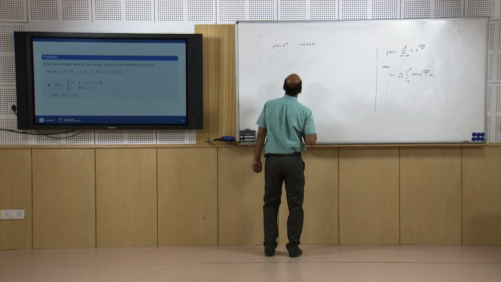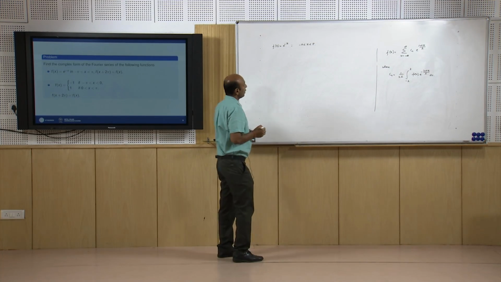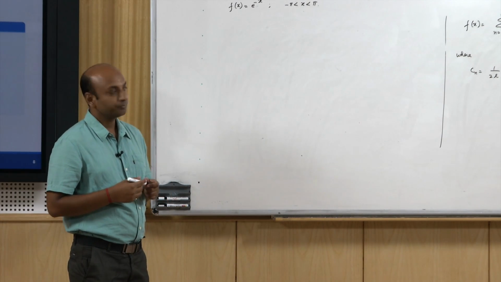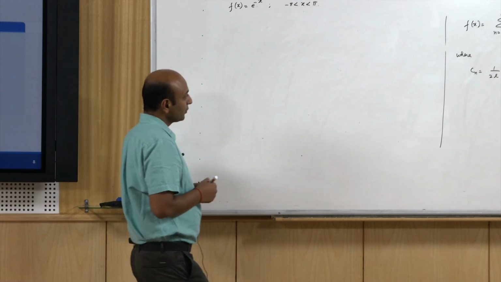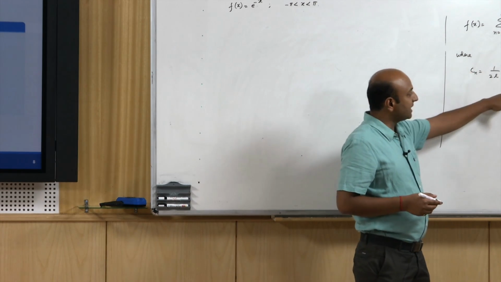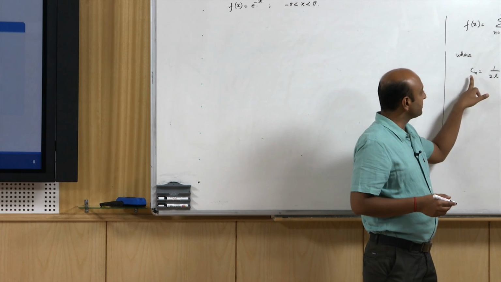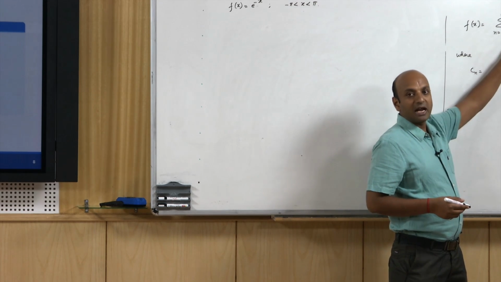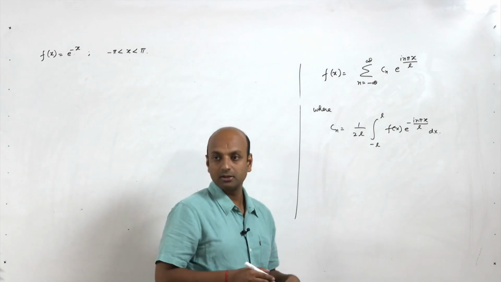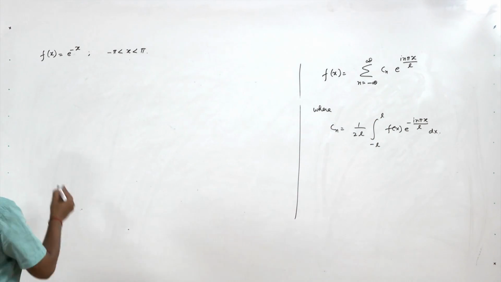Of course, the function is periodic. Now, we have to express this function as a complex form of Fourier series. So, how can we do that? We first find C n, which is given by this expression, and when we substitute C n over here, that will be the complex form of the Fourier series expression of this function f x. So, what is C n?